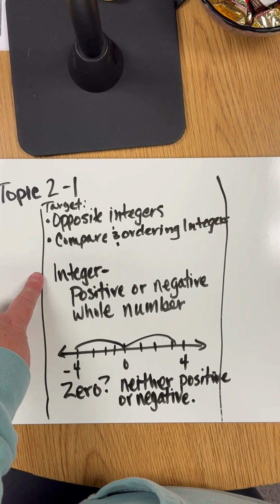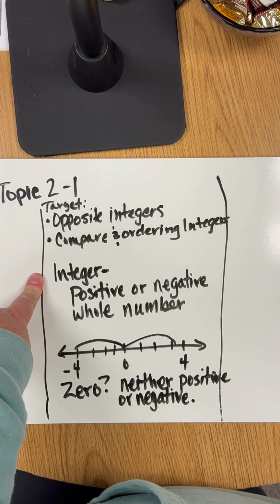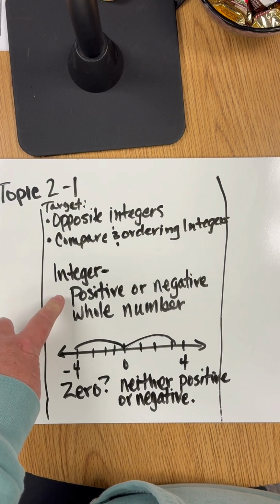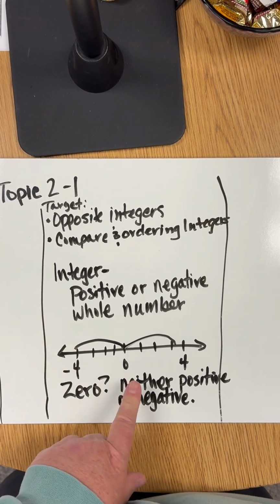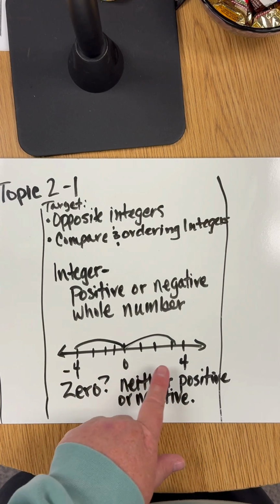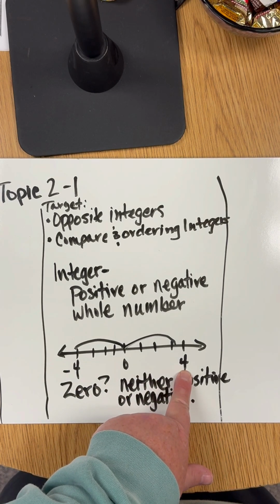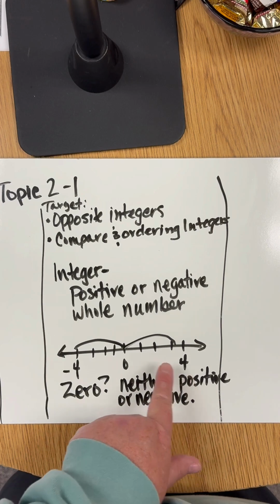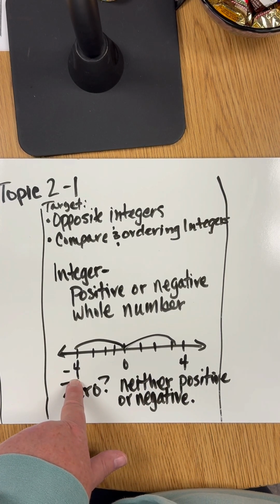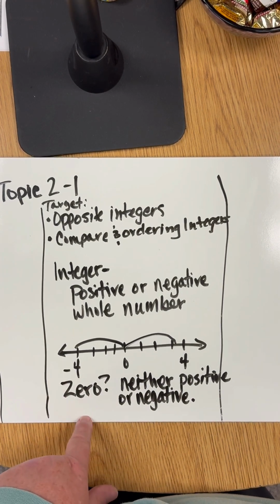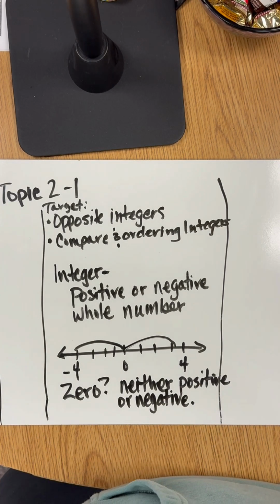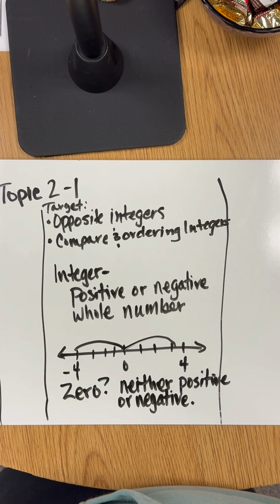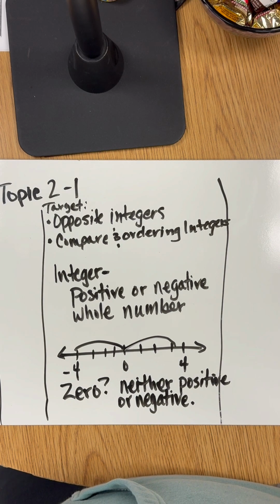And let's just start with the definition of what an integer is. So in your comp book, let's write down: an integer is a positive or negative whole number. So if I had a number line and I had an integer of 4, the opposite integer would be negative 4. Okay? 0 is something that has neither a positive or a negative. I know that seems like a no-brainer, but you just don't know.